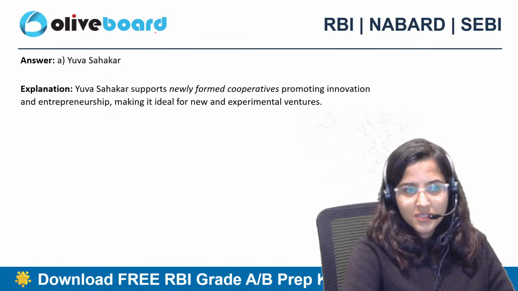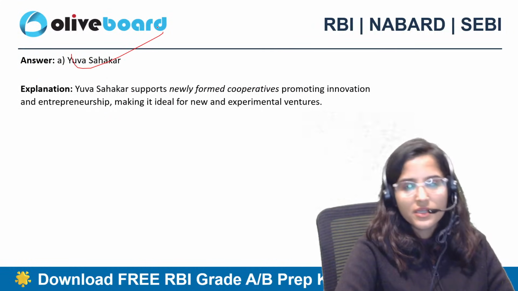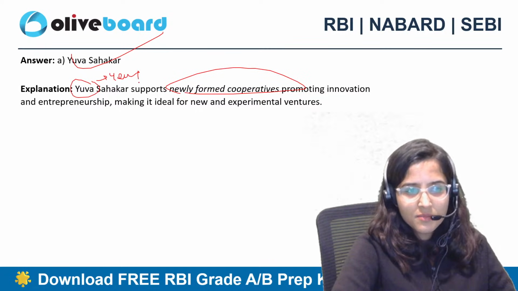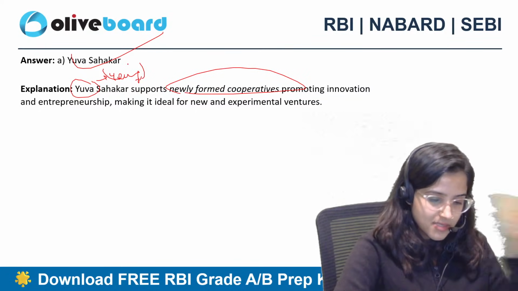The correct answer is Yuva Sahakar. Absolutely clear. Yuva Sahakar supports newly formed cooperatives. Yuva means young, we can say. So you could have easily guessed this question right.